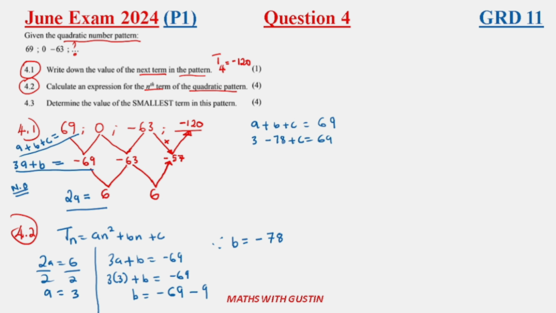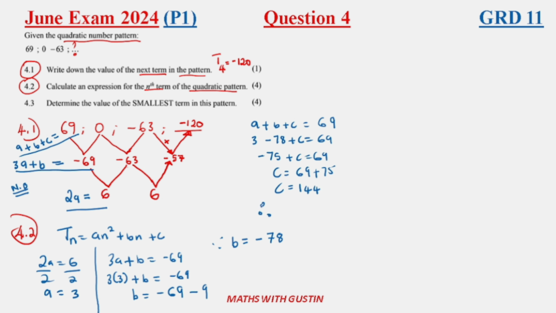So you come here and it's going to be negative 75 plus C is equal to 69. Take 75 to the other side: 69 plus 75. Therefore, C will give us how much? Our C value will give us 144.